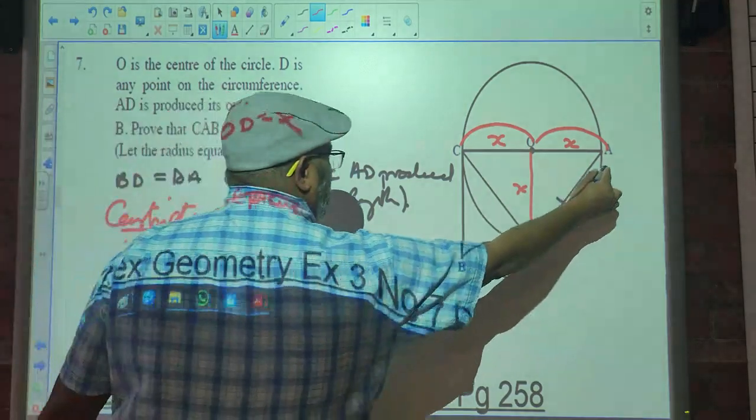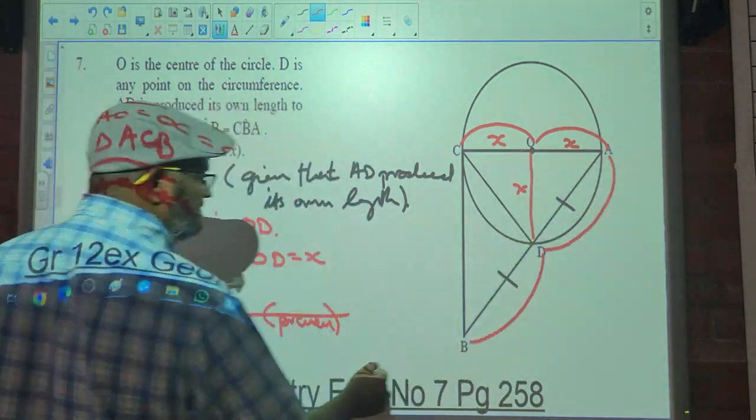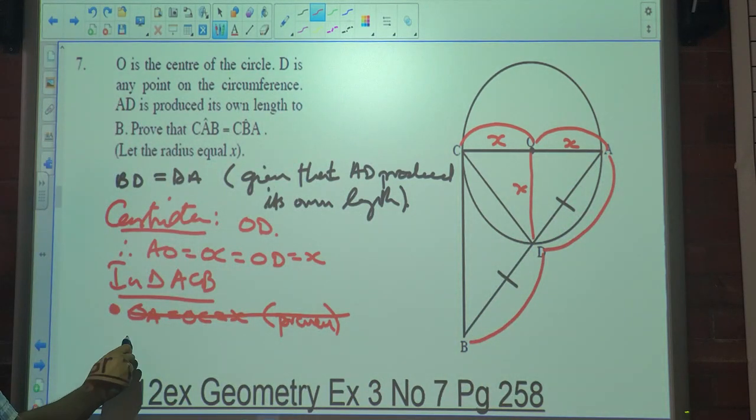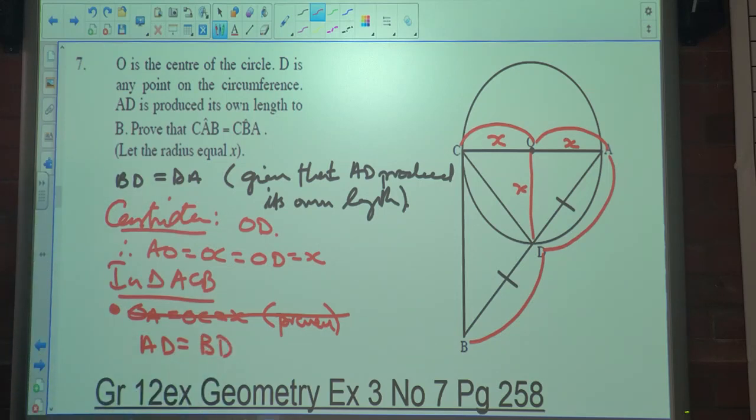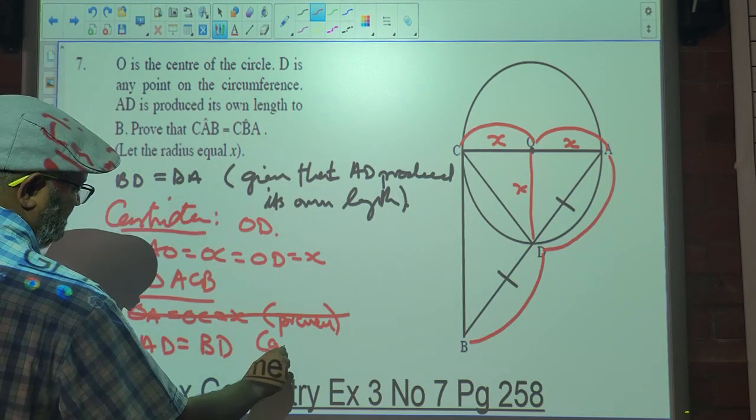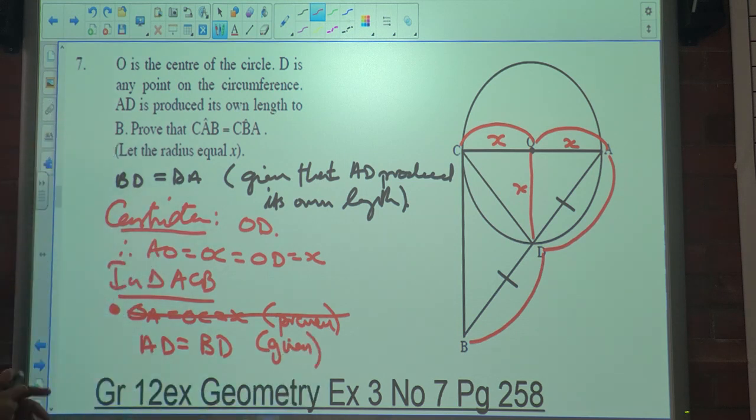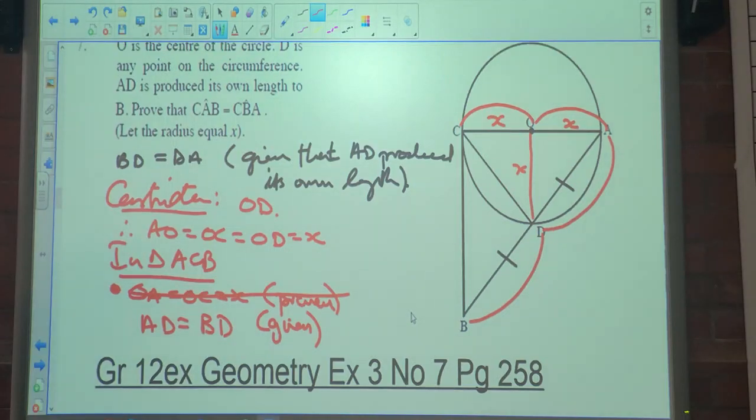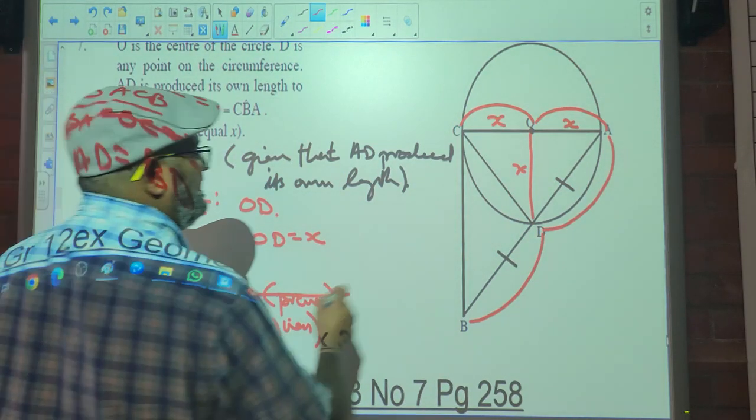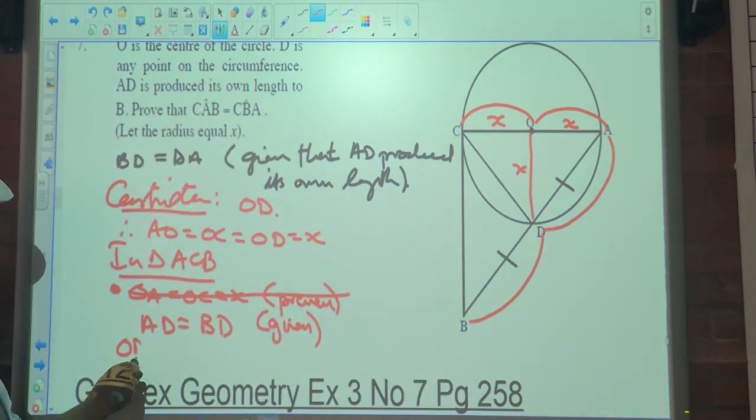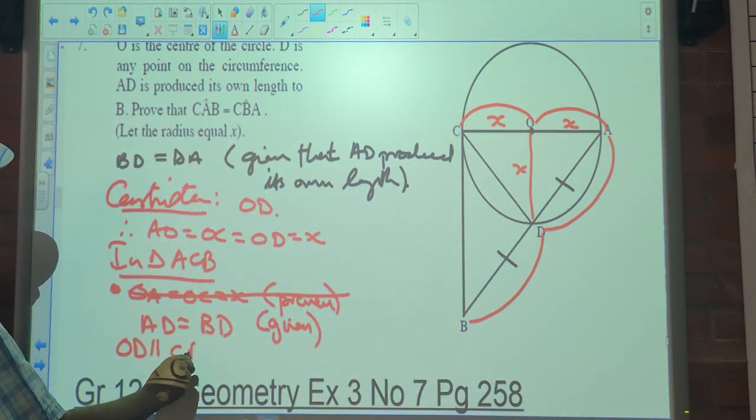But anyway, then we know that AD is equal to BD. Why? Given, that was given to us. Then we know that OD is parallel to CB.